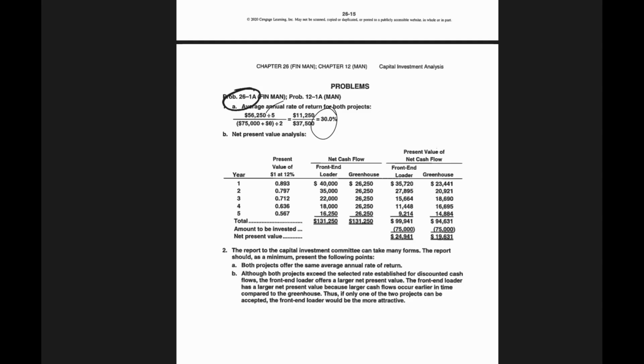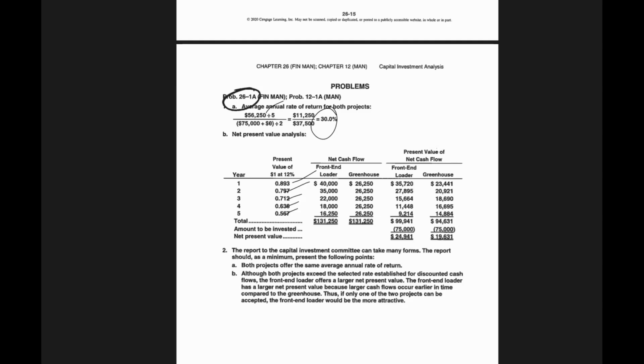Letter B, the net present value for each method. Okay, so once again, if you notice, unfortunately for the front end loader, it is a different cash flow for each year, which would mean we got to calculate this manually for each year. The greenhouse, on the other hand, has the same cash flows for each year, so you could have used an annuity. For this solution, they're only using the one with a present value of $1 because we had to list them all out anyway for the front end loader. So since we have the information, we can use it also for the greenhouse.